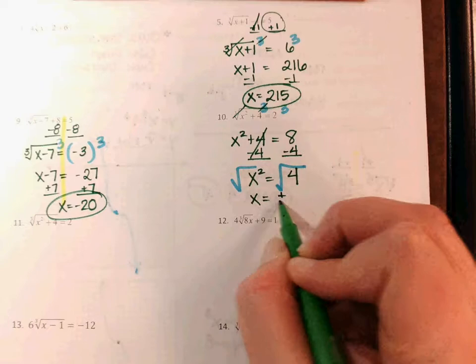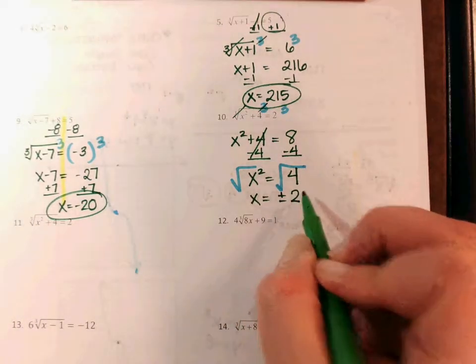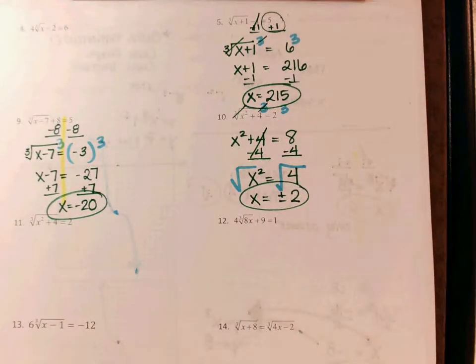Okay, so plus or minus, and then the square root of 4 is 2. Why do you have to do the plus or minus though? Because it's a square root. So remember that 2 times 2 is 4, and negative 2 times negative 2 is 4. So you have to put both of them, yep.